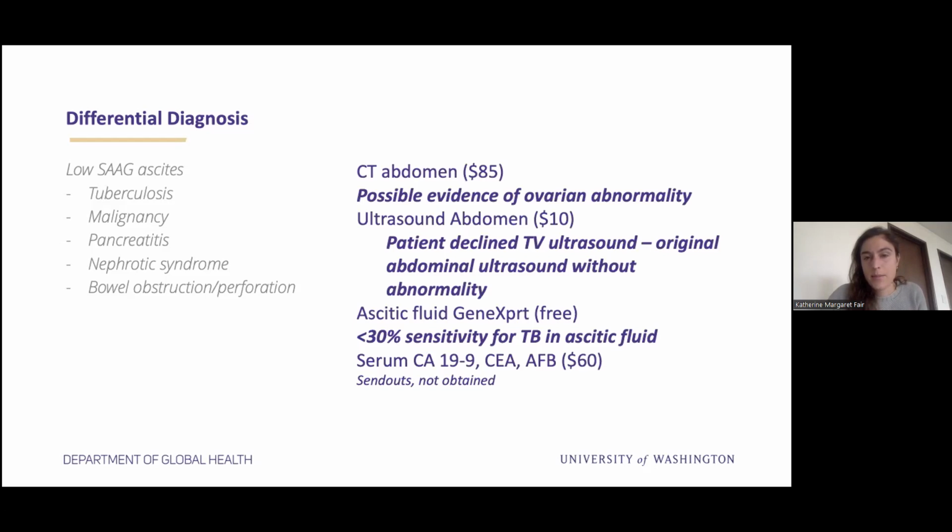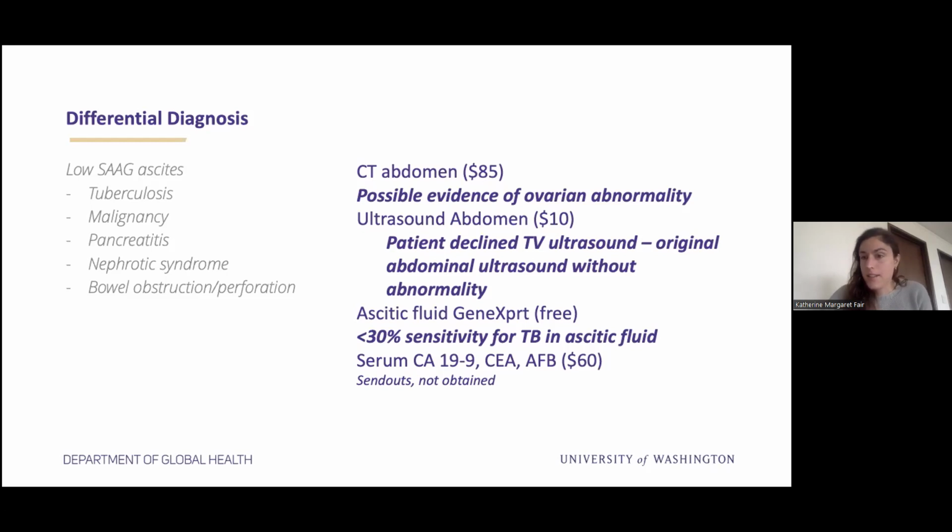She did end up getting an ultrasound. She declined the transvaginal ultrasound, but got an abdominal one that was originally read as no abnormality. Then she ended up getting a CT, which we had an overread of a possible ovarian abnormality. And then we were able to repeat that on ultrasound.